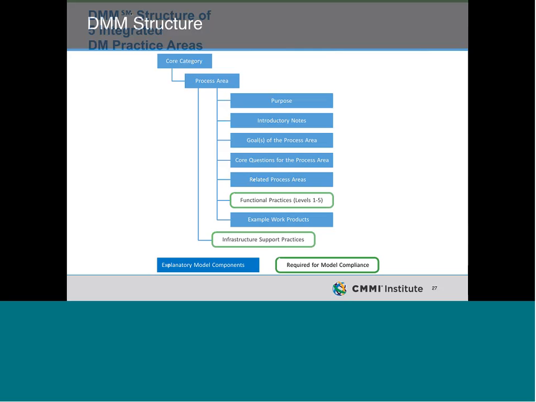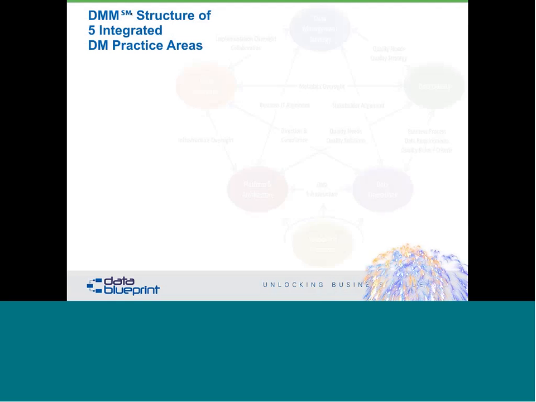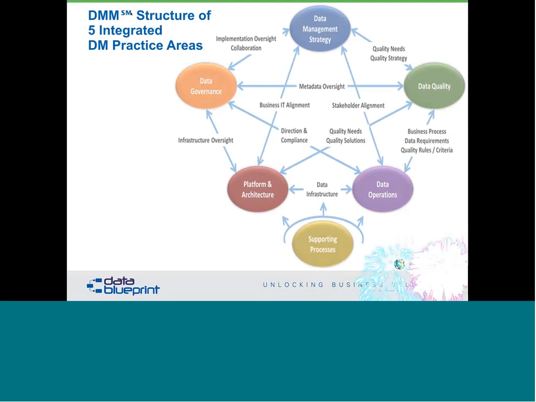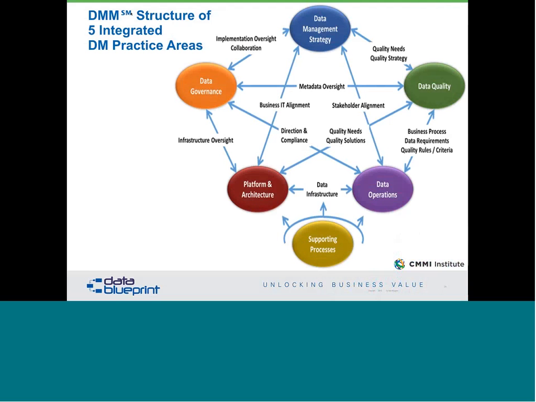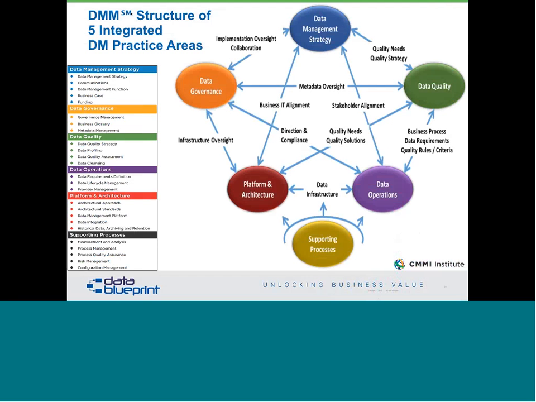So let's take a look at those practice areas. I mentioned them again before on the bottom of the pyramid slide. Again, strategy, quality, operations, platform and architecture, and data governance. And each of those is broken into subcategories in here. But let's just take the high-level ones at the first floor.